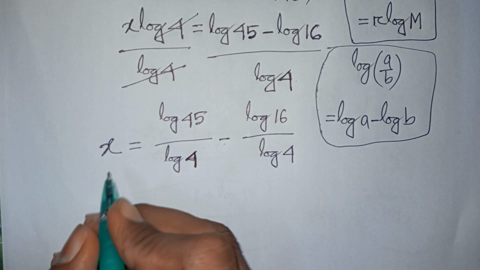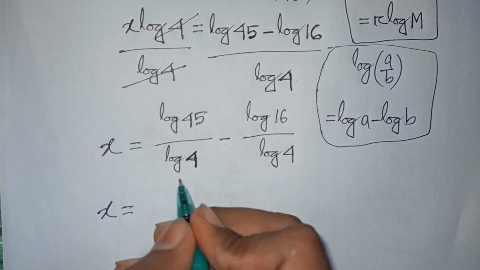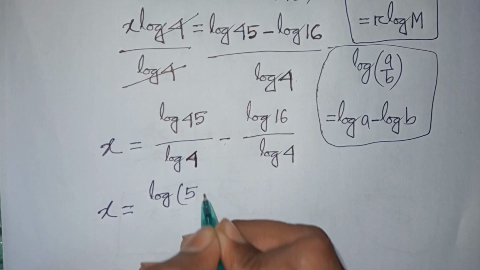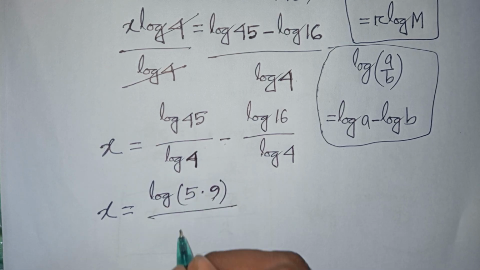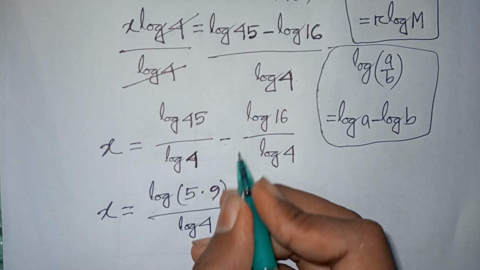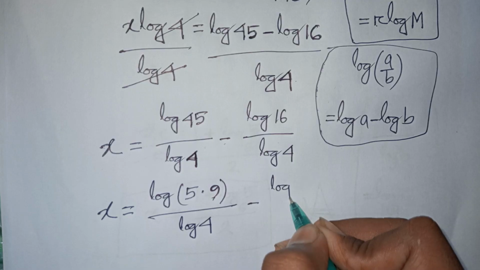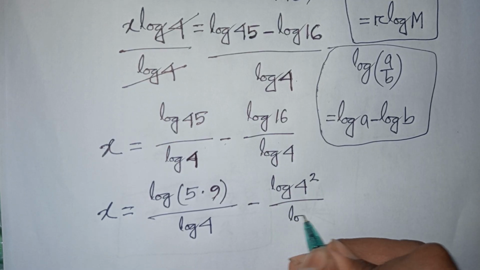In the next step, x is equal to log 45, which can be written as log of 5 times 9, over log 4, then minus log 16, which is the same as log 4 power 2, over log 4.